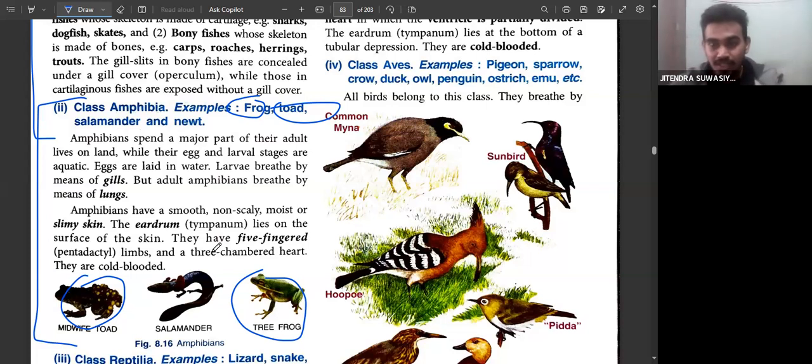In reproduction, there is external reproduction and internal reproduction. Internal reproduction is something like terrestrial. So in external reproduction, what will happen? The male produces a lot of sperms.